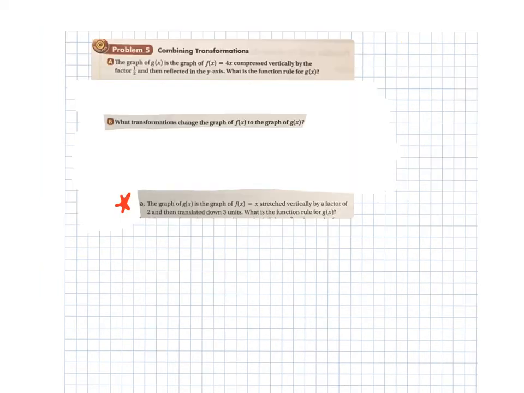So let's just do a couple more examples, and this one's going to combine transformations. If f of x is 4x, it's compressed vertically by a factor of 1/2 and then reflected in the y-axis. What's that function rule? Okay, so let's just take these by steps. Compressed vertically by a factor of 1/2 means this is going to be 1/2 of f of x. And in this case, our f of x is 4x, so this is going to be 1/2 times 4x. So our new function is now 2x.